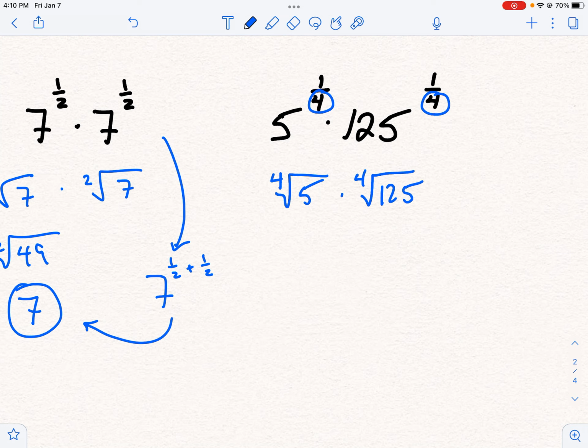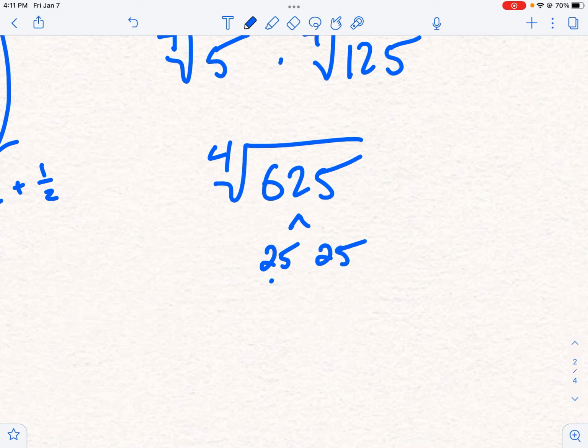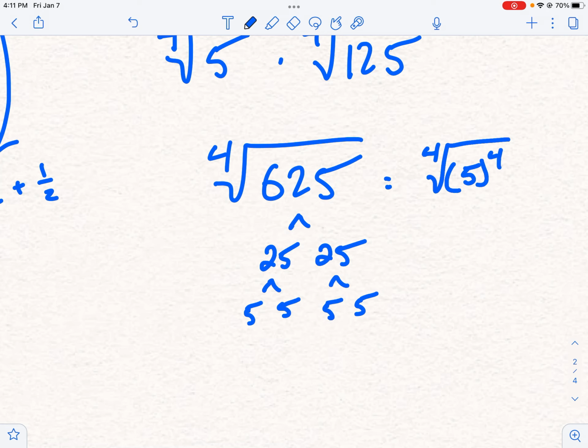And now that we've done that, what we can see is that because we have the same index, we're allowed to multiply these radicands together. Now I've done this in advance, so we know that this is going to become the 4th root of 5 times 125, which is 625. And then let's simplify. Now 625 is the same as 25 times 25, which is the same as 5 times 5, and again. So what I could do is I could rewrite this problem as the 4th root of 5 to the 4th power.